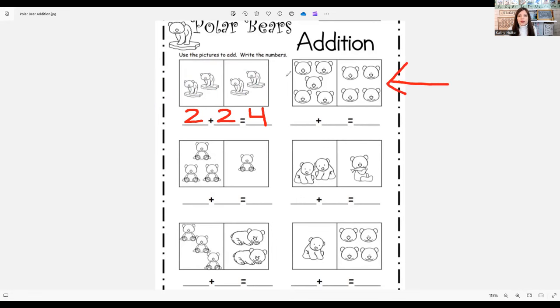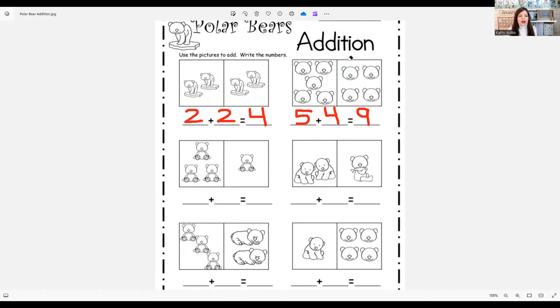Let's do this next one. How many polar bears in the first box? One, two, three, four, five. How many polar bears in the second box? One, two, three, four. I want to know how many polar bears all together. Let's count all the polar bears. Ready? One, two, three, four, five, six, seven, eight, nine. Five plus four equals nine.